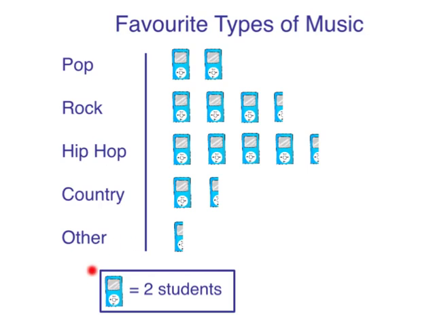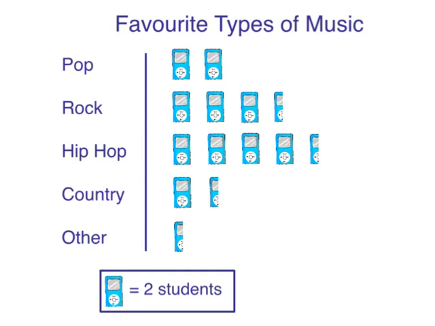The key is very important to the pictograph. It shows us that our symbol here, the MP3 player, represents 2 students. So remembering that, we can see that for pop, there were 4 students that chose it as their favorite music.